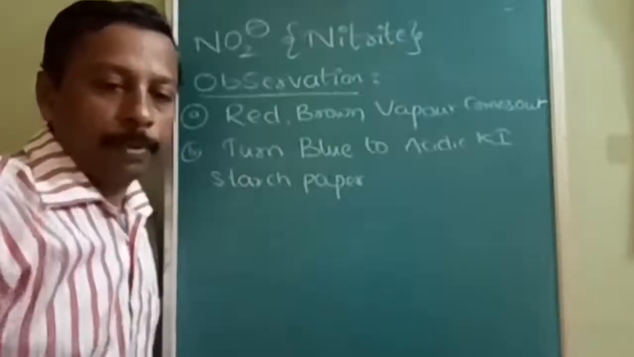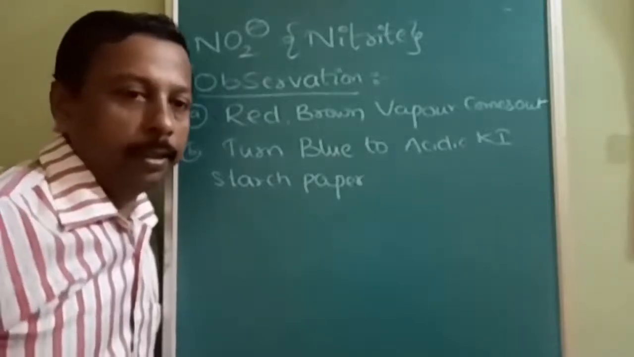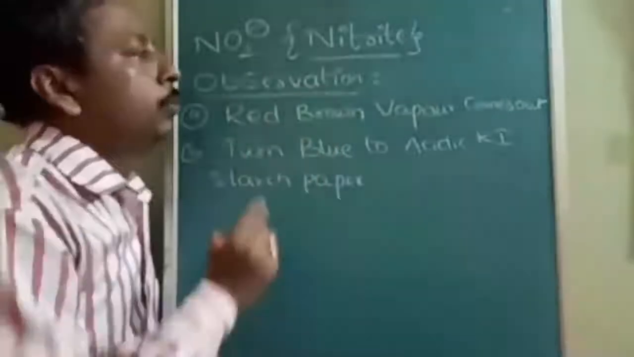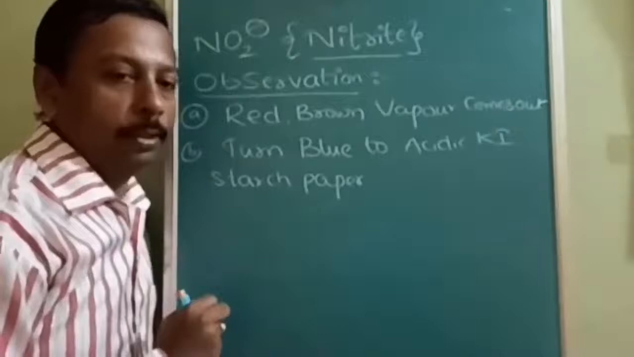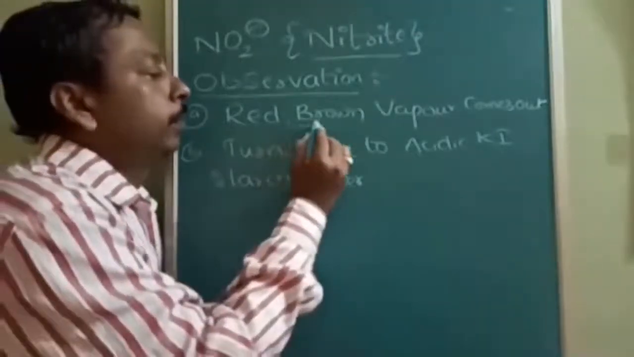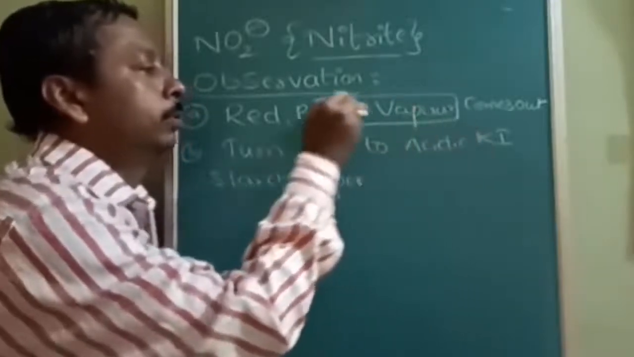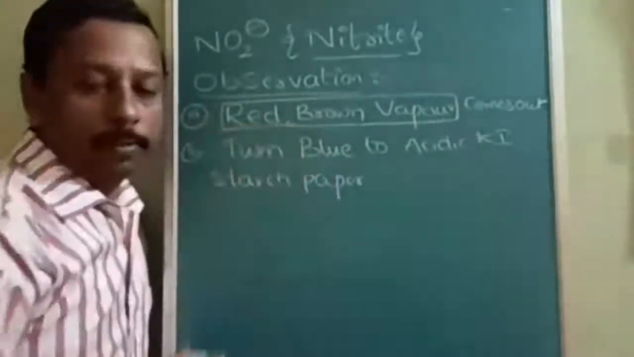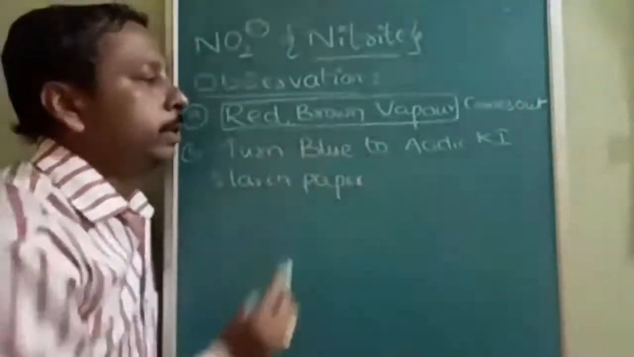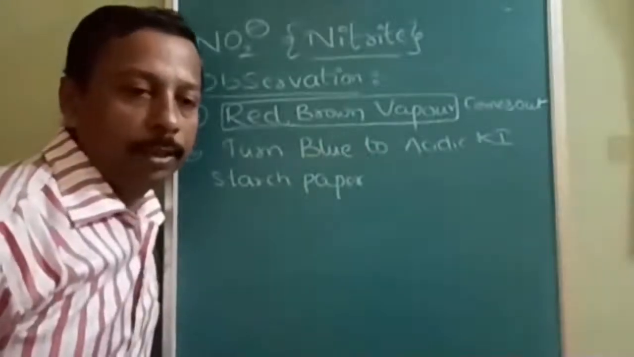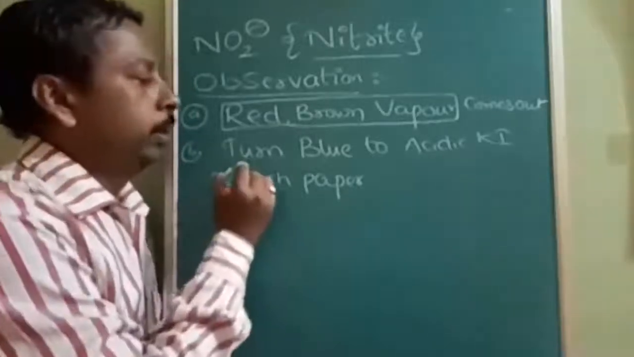Okay, next is the observation of nitrite, NO2 minus. Again here also there are two observations. First, when dilute sulfuric acid or dilute acid is added, reddish brown vapors come out. Reddish brown vapors will come out. What it is and why, we are going to study with the equations. Next one is it turns blue. It turns what? Blue color.